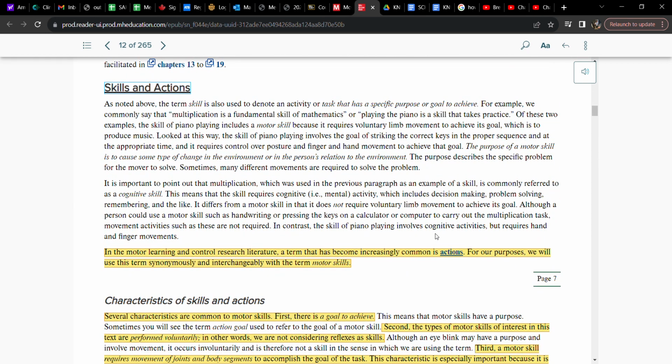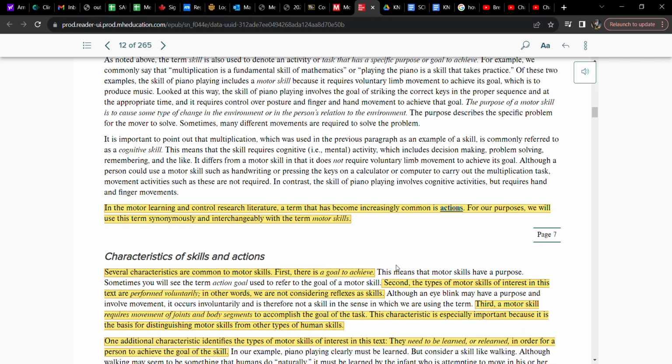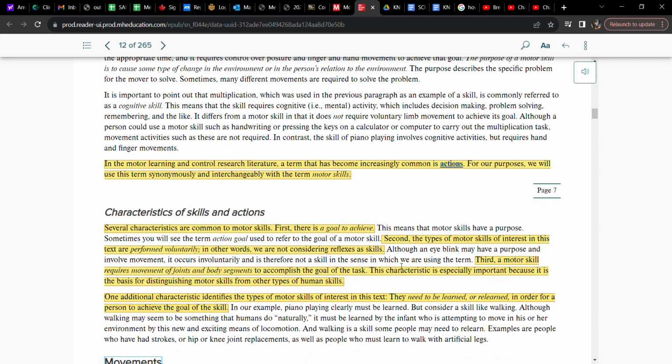Next, we're going to talk about skills and actions. So obviously you guys now know from covering the skill part, a skill is to accomplish a goal. So now we look at this thing and we say, okay, well, what's an action? Well, an action is also something to achieve that particular goal. So for you guys in this course, we're going to be using this term, actions, synonymously and interchangeably with the term motor skills. So if you see action or motor skill or skill and action, it's all the same stuff.